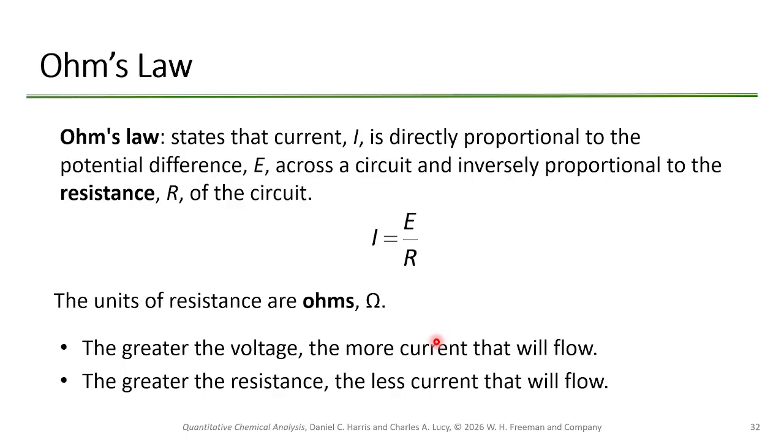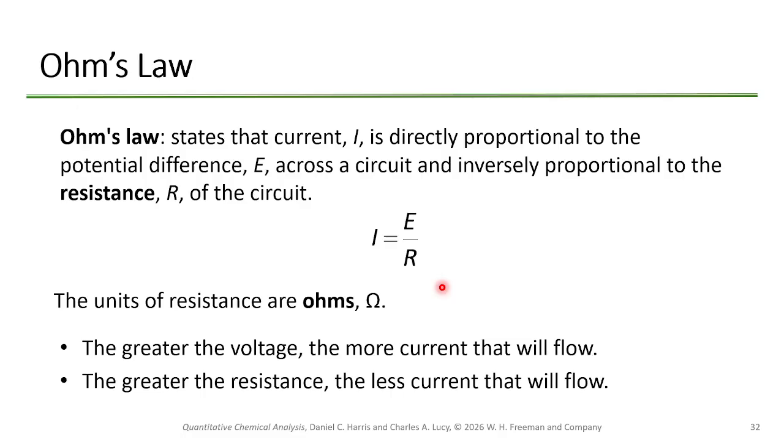Okay. Ohm's law, this is going to state that the current is directly proportional to the potential difference across a circuit and inversely proportional to the resistance. The resistance is going to be R of the circuit. And so the resistance is going to be how well does this substance conduct that electricity. What is blocking the flow of that current? And so you get current equals E over R. The units of resistance is ohms.